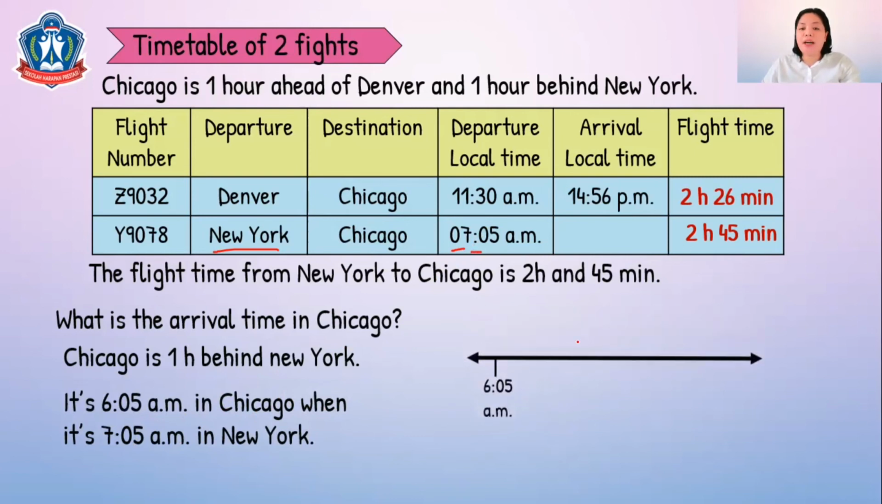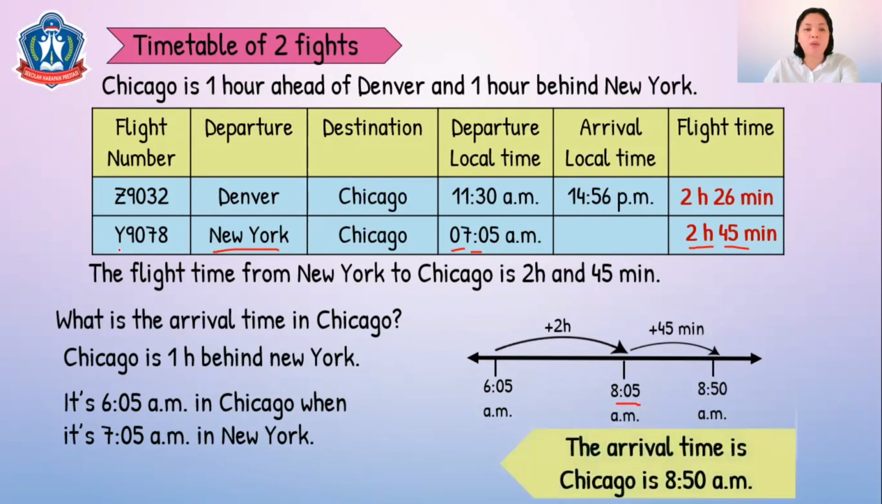So instead of using 7:05 p.m., we will just use the 6:05 p.m. Then from 6:05 p.m., let's add 2 hours and 45 minutes. So 6:05 plus 2 hours is 8:05 p.m., plus 45 minutes. 8:05 plus 45 minutes is equal to 8:50 p.m. So the arrival local time of flight Y9078 in Chicago is 8:50 p.m. So P6, that's how to find the arrival local time.